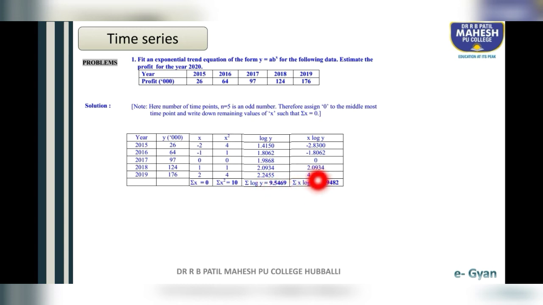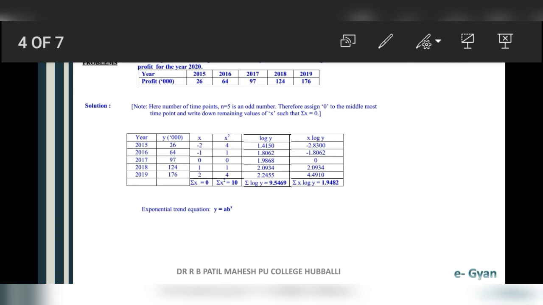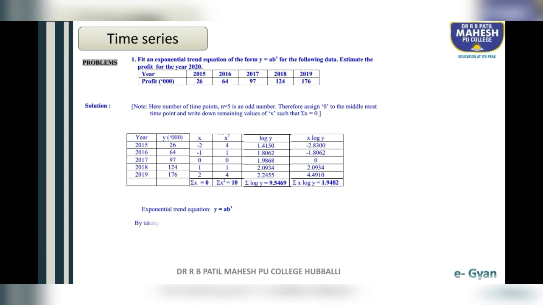4.4910. Okay. So after finding x into log of y, take the summation. After adding, summation x square total is 10. Summation log y is 9.5469 and summation x into log y total is 1.9482.